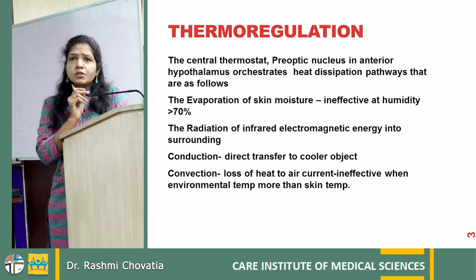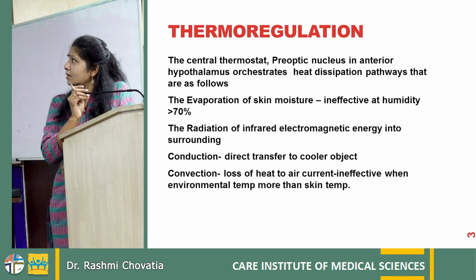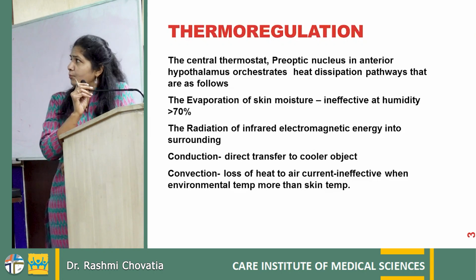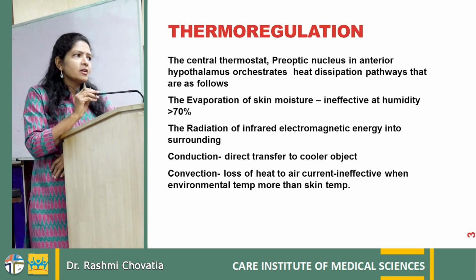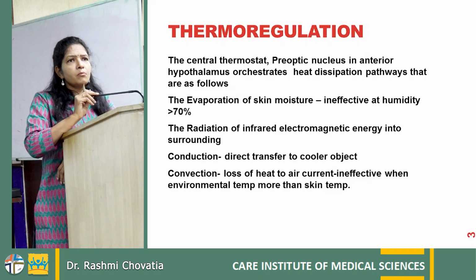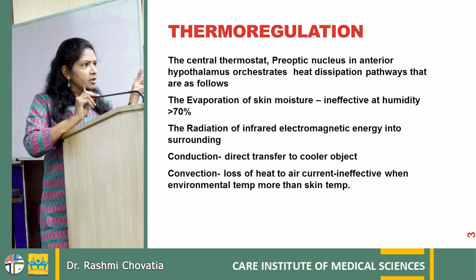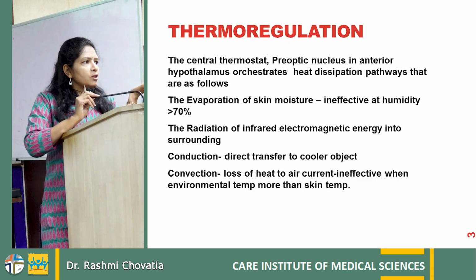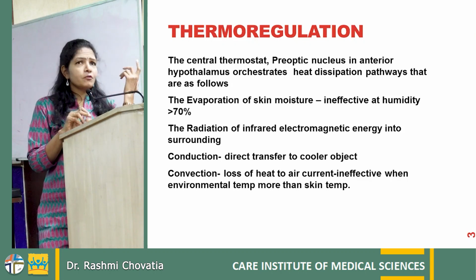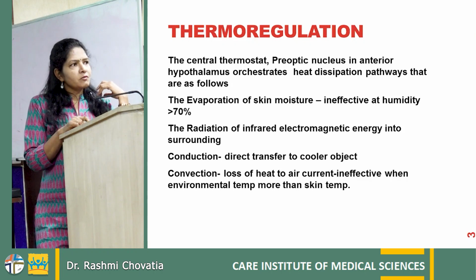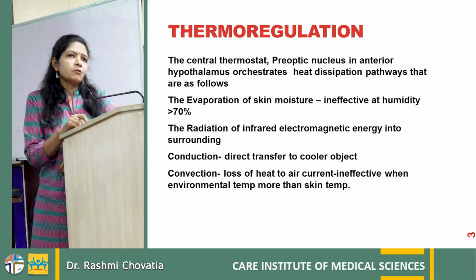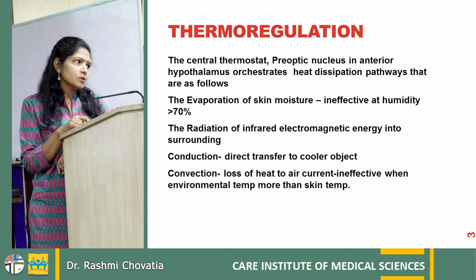The thermoregulation in the body is maintained by the preoptic nucleus in the anterior hypothalamus. It maintains all the heat dissipation pathways and keeps the body temperature within a normal narrow range. There are four pathways by which it maintains the body temperature. One is the evaporation of heat from skin in the form of sweat, but it becomes ineffective when the humidity is more than 70%.